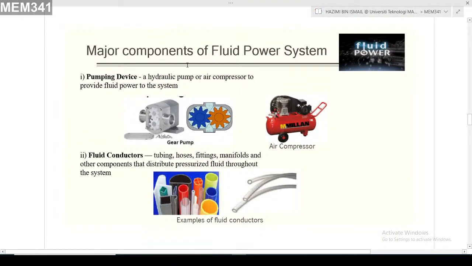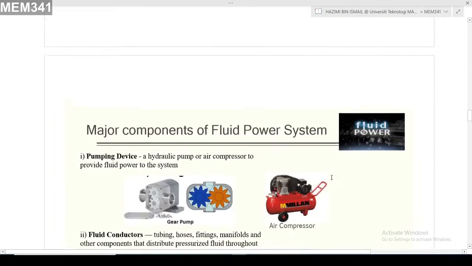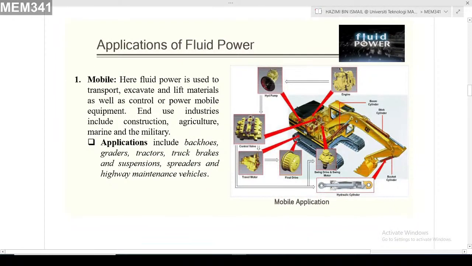So, the major components in the fluid power system are the pumping device, because if it uses fluid, meaning hydraulic or pneumatic, it needs a pumping device. For pneumatic, we use an air compressor, and for hydraulic, we use a pump such as a gear pump. Fluid conductors come in the form of tubes, hoses, fittings, manifolds, and other components that distribute pressurized fluid from the energy source to the end, like we see in the excavator to the arm and bucket.